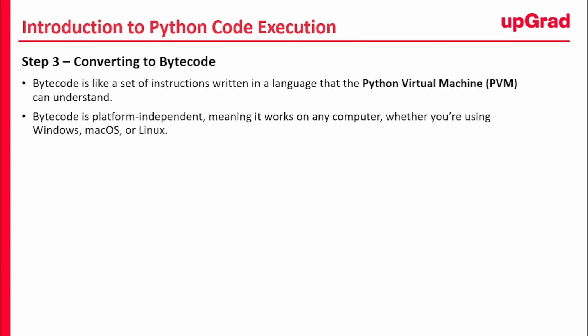Now this step is like taking your source code and turning it into a simpler set of instructions that the computer can understand, but not quite machine language yet. So basically, in simple terms, bytecode is like a set of instructions written in a language that the Python virtual machine, which is also called PVM, can understand.